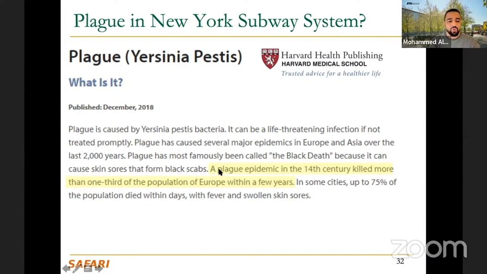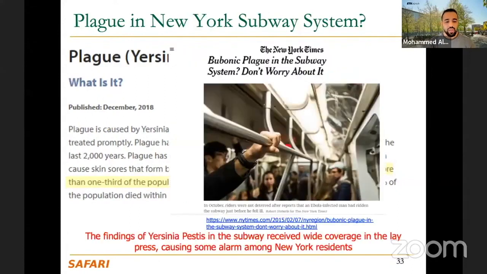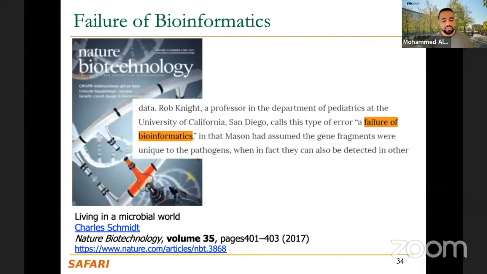And for those who don't know Yersinia pestis, it's a very risky one. We already observed it in Europe in the 14th century, and it killed more than a third of the population at that time. So that is a very huge observation to find in New York. And during that time, it raised a lot of attention in the news media. They were going to close all these stations and try to sanitize them and so on. However, when they used traditional methods, they found this was a false positive. So the tool told them that this bacterium exists in the sample, but it was not there.